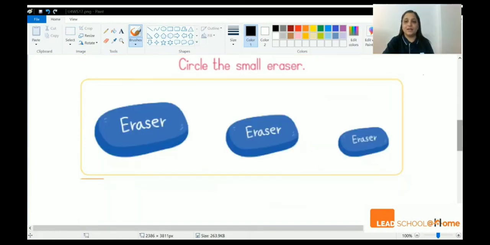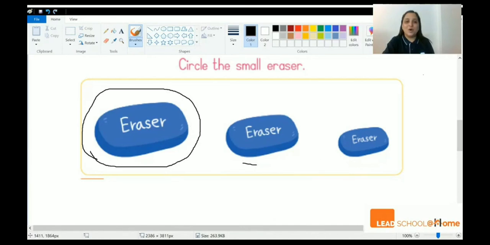Good. Now look at these three erasers. We have three erasers here. Now tell me which is the small eraser here. This one, or this one. Which is the small eraser? Point at the small eraser. Yes, this is the small eraser. Small, smaller, smallest. So this is a small eraser. Circle it with me in your workbook.